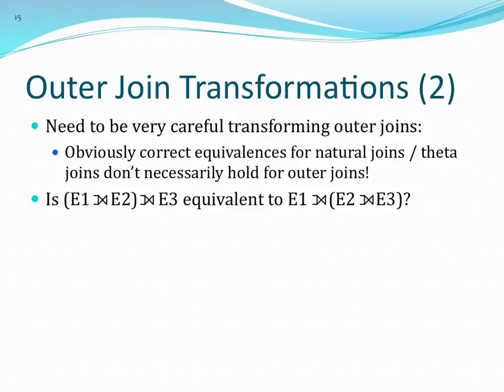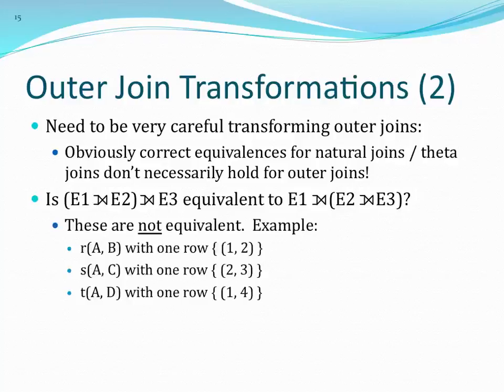And again, we're in a situation where if I'm asking the question, the answer is probably no. So this is actually not allowed. And again, you can look at a simple example, R(A,B), S(A,C), and T(A,D), where we have 1,2, 2,3, and 1,4. The left one is going to generate, let's see, we have a left outer join, so we have 1,2,null, and then we join that against 1,4, so we're going to end up with 1,2,null,4, I believe. Correct me if I'm wrong.